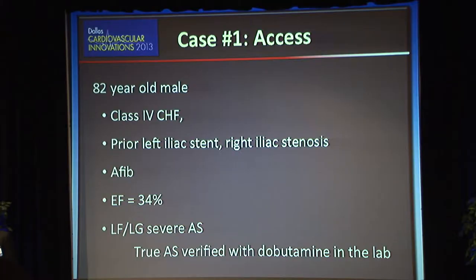So our first case is an 82-year-old male. It's class 4 heart failure, and prior left iliac stent, radial stenosis, so significant peripheral vascular disease. AFib, a low EF, and he has low flow, low gradient, severe aortic stenosis, proven by a dobutamine challenge in the cath lab. So proven to be severe aortic stenosis. He was one of the early cases we did, or worked up, the first or second, I think.